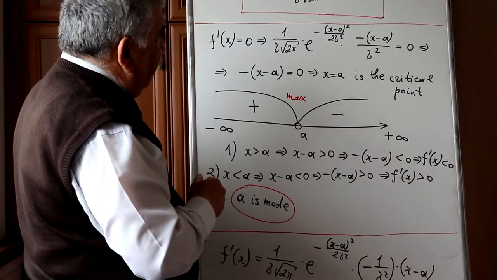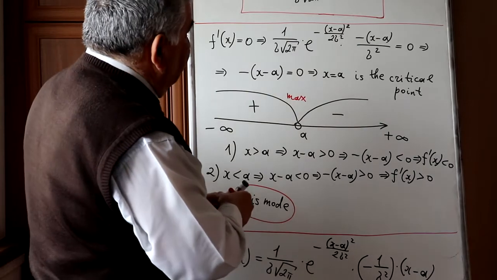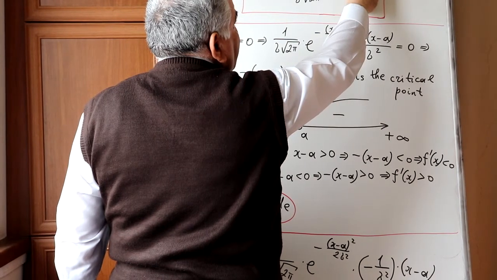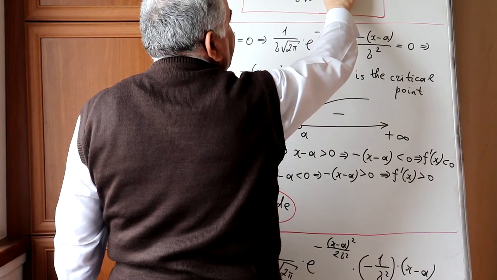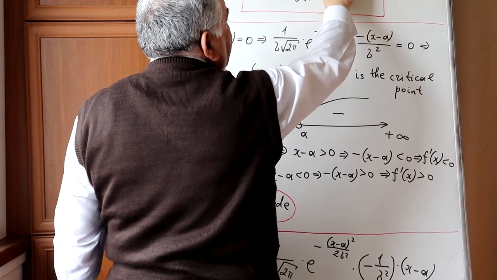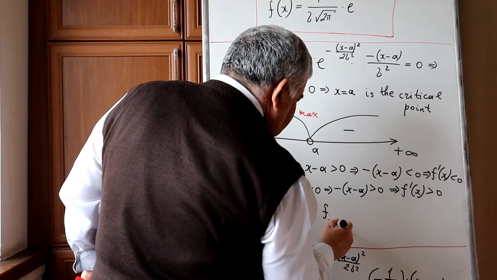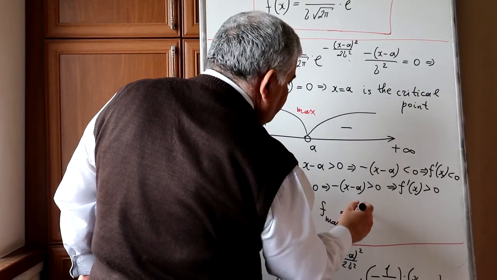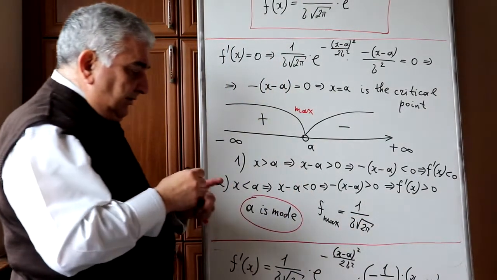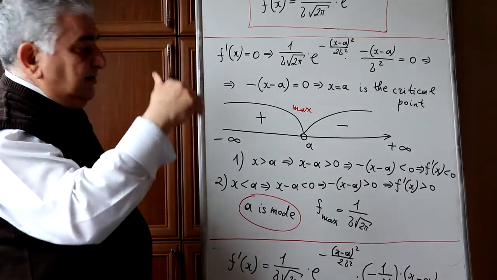Then find the value of f of x at the point A, in the mode. If we substitute A instead of x, we will obtain A minus A is 0, e raised to 0 is 1, and we will have only the coefficient 1 over sigma multiplied by square root of 2 pi. And the maximum value, or the greatest value, is 1 over sigma square root of 2 pi. Then construct the graph of the normal distributive density itself.